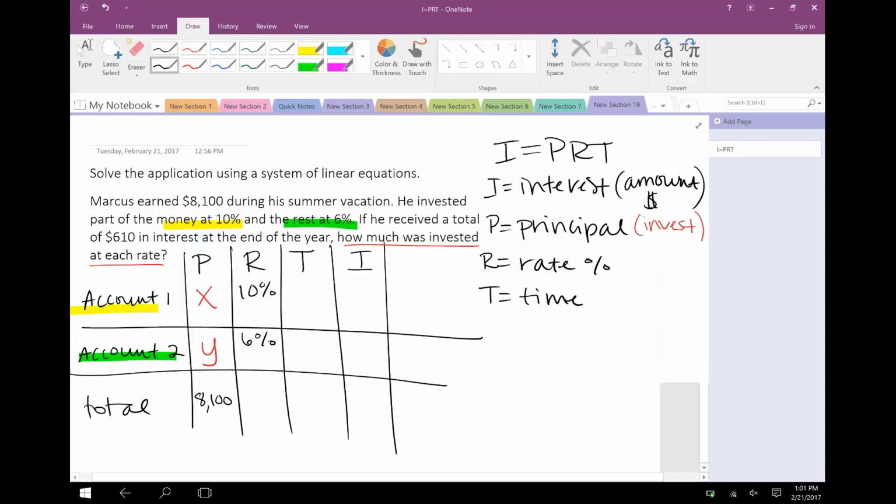Okay, now how much time went by for the investment? 1 year. So time would be 1 and 1. So interest equals principal times rate times time. Well, we have a principal, X, we have a rate, 10%, and we have a time. So notice when you are multiplying these values into the formula, you always want to change the percent to a decimal. So 10% is 0.10.